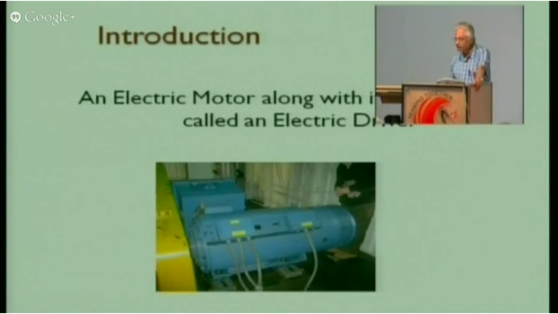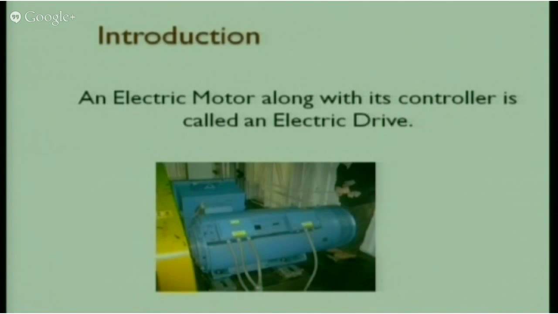Now, to start with the introduction, I say an electric motor along with its controller is called an electric drive. That's the definition of electric drive. What is the difference between a motor and a drive? Many people just confuse. They think that electric motor is a drive. No. The motor is the heart of the drive, but along with the motor, there is a control unit. When you put together both of them, the total unit as a whole becomes a drive, and that is known as electric drive.